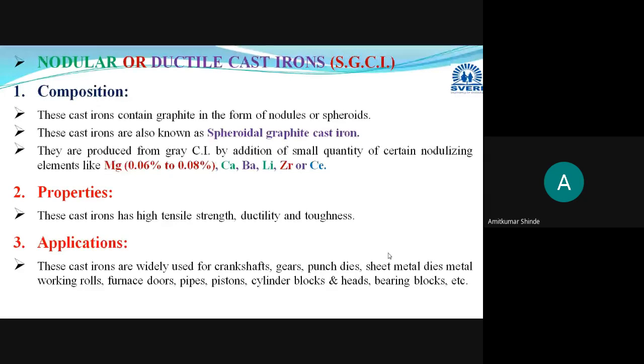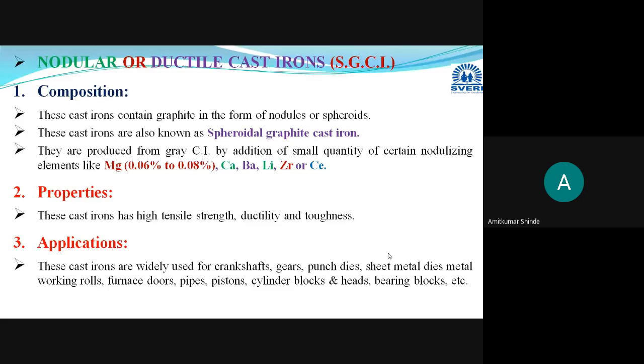And due to the spherical nature of this graphite, this material will provide you high ductility and high toughness. Due to its high ductility, these cast irons are also known as ductile cast irons. Due to the spheroidal graphite present in this microstructure, it will provide you high ductility and high toughness. That's why it is termed ductile cast iron.